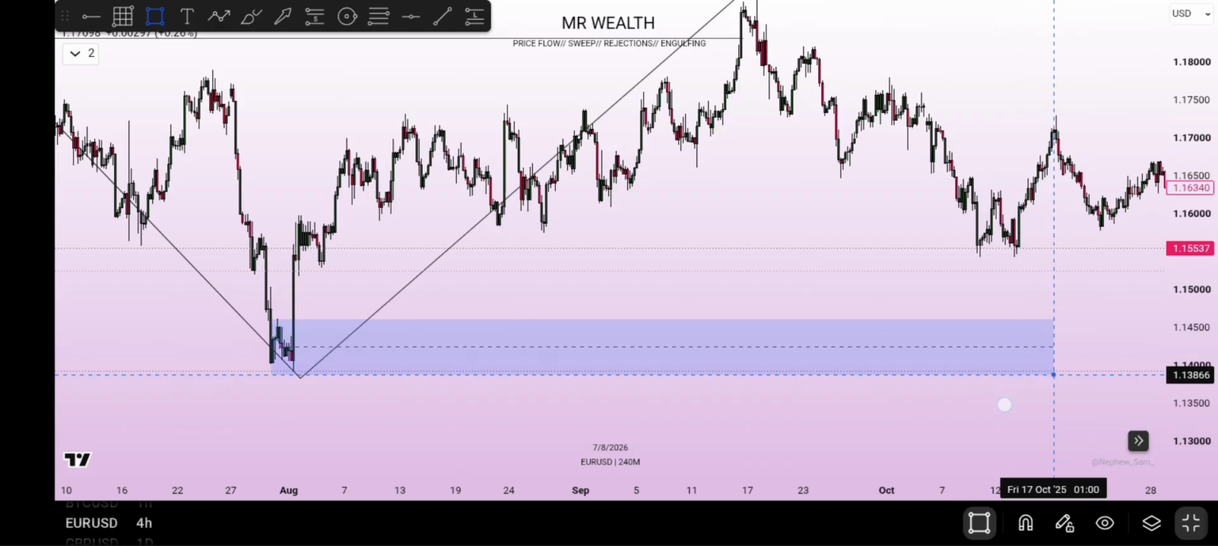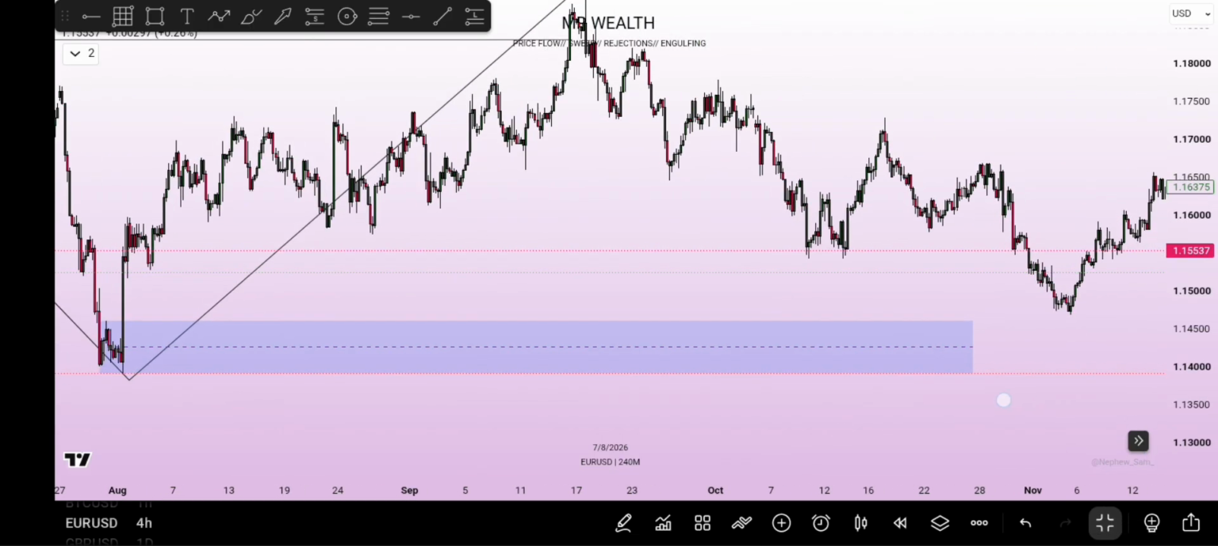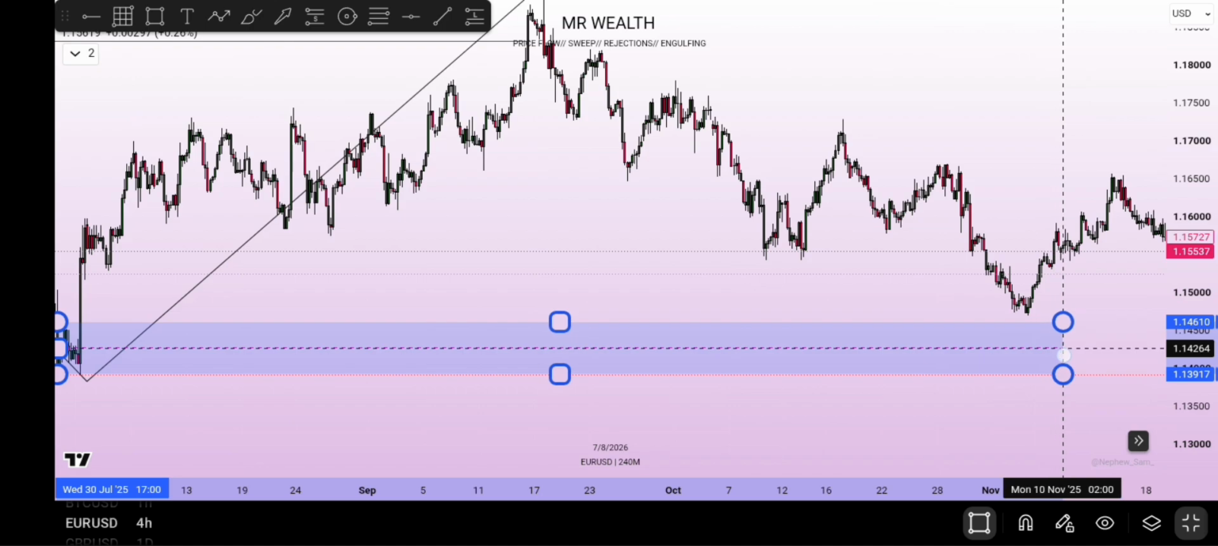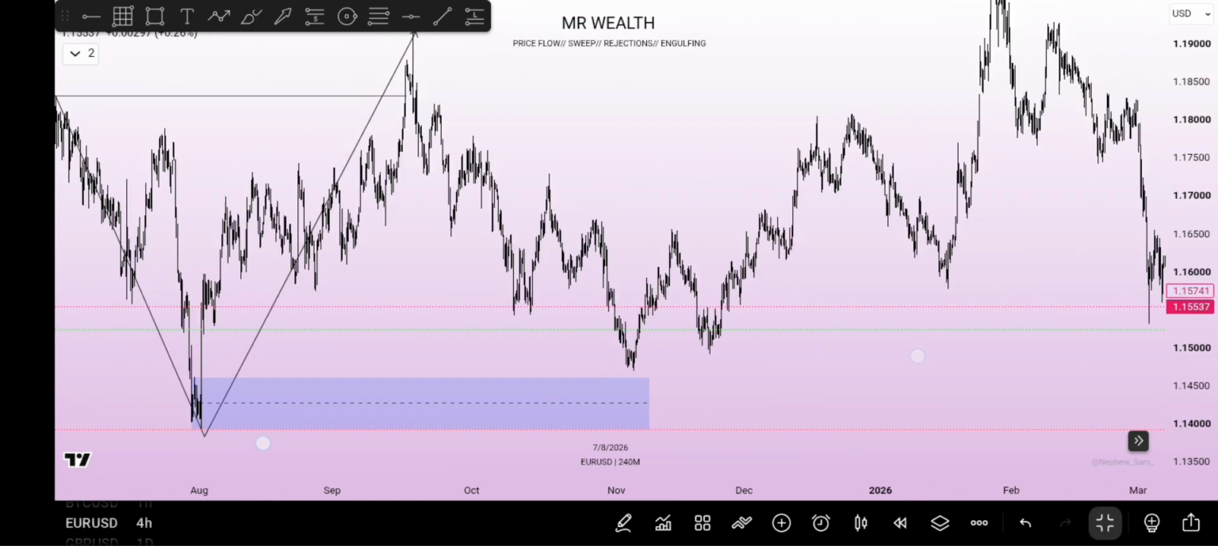I will drop a video explaining demand zones. I will drop videos on POIs.